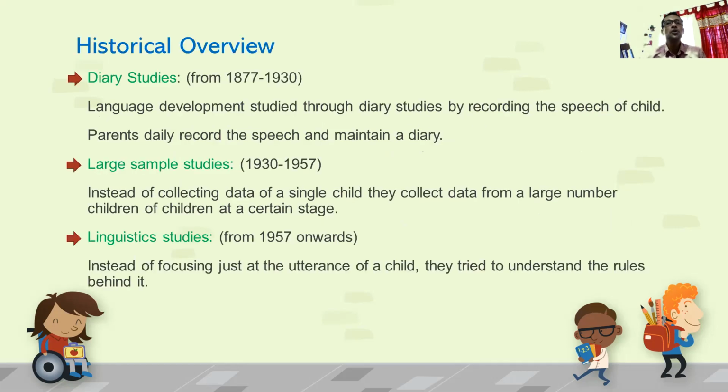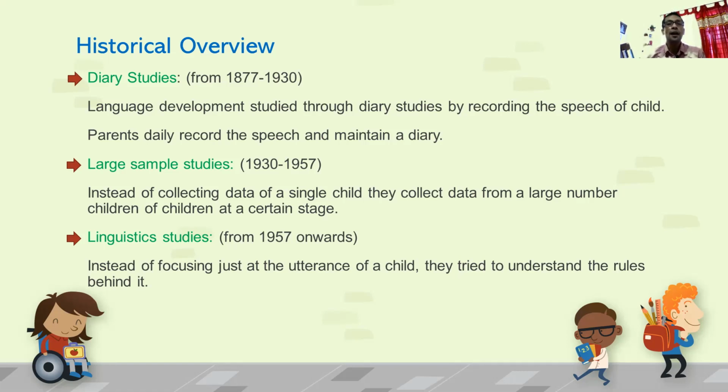Okay, we need to know the historical overview of child language acquisition or child language development. The historical overview tells us that there are three main sources of child language development that took place in the history of linguistics. First one is diary studies, which started in 1877 and lasted until 1930. Language development is studied through diary studies by recording the speech of a child. Parents daily record the speech and maintain a diary.